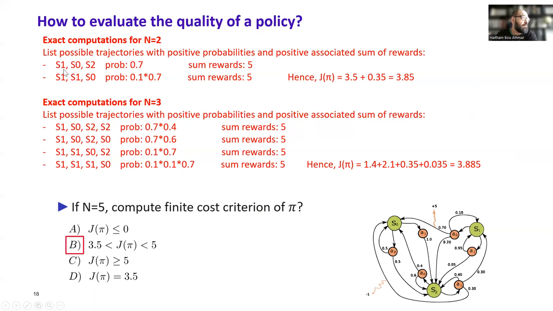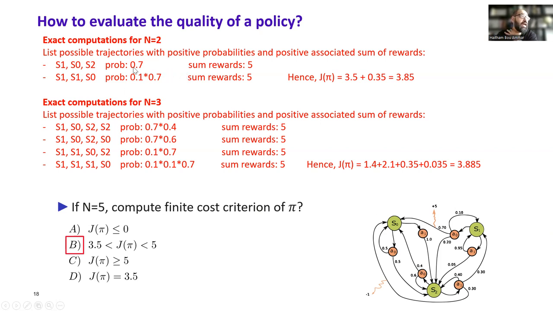Now, what's the probability of this happening? Well, to go from S1 to S0 by applying action A0, there's a 0.7 probability. And now to go from S0 to S2, there's a probability of one, because this transition is deterministic. So this probability here is just 0.7 times one, which is 0.7.